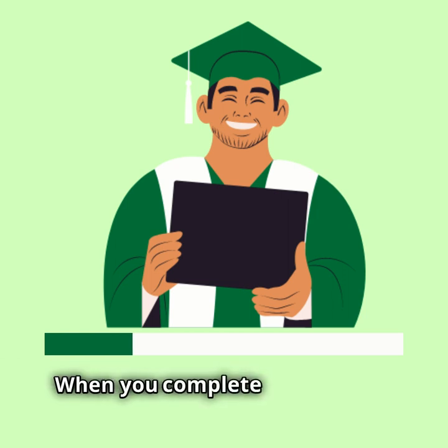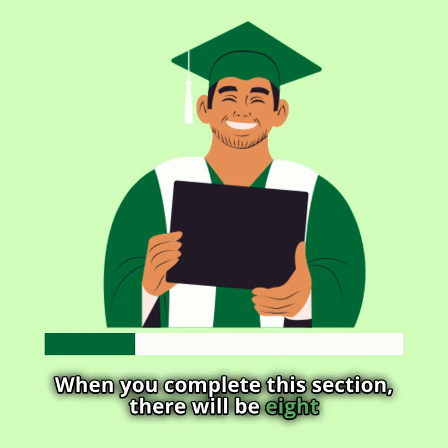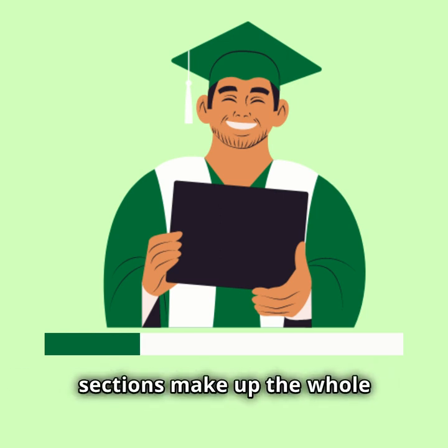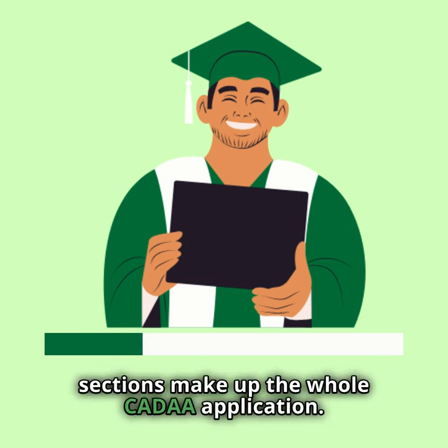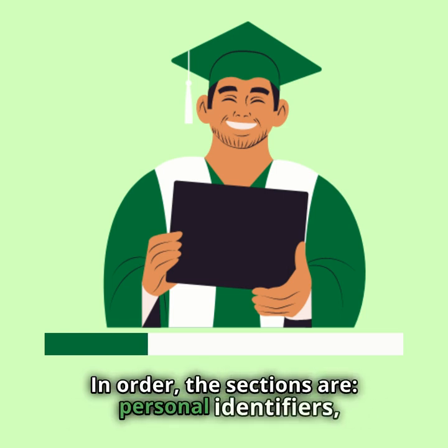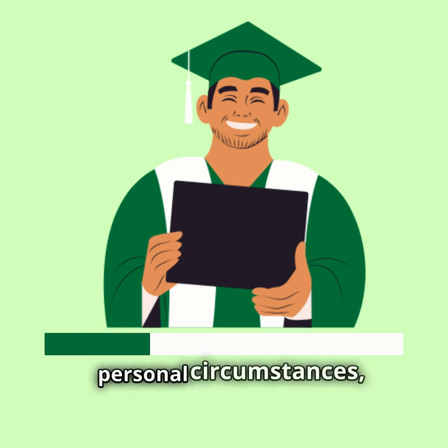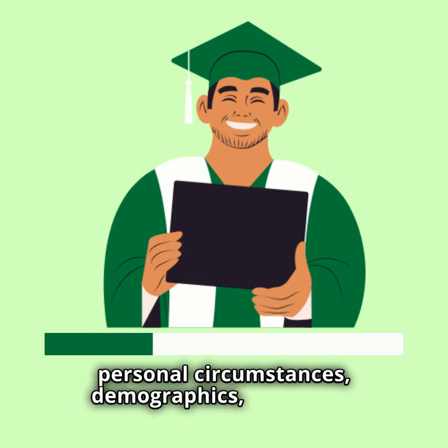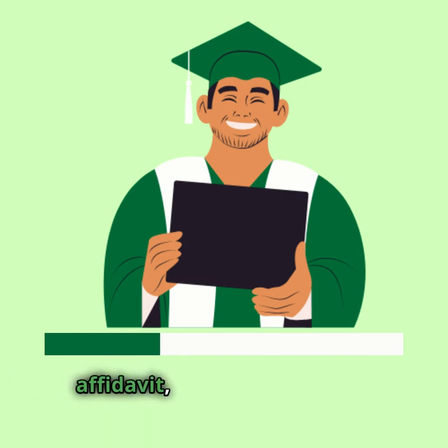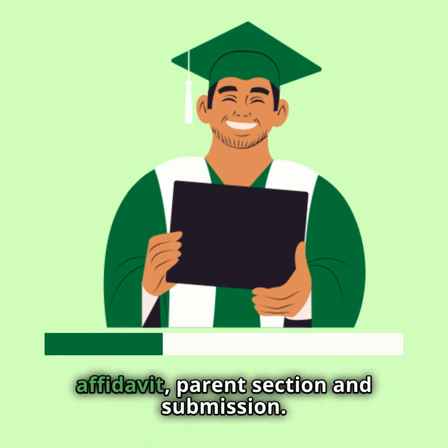When you complete this section, there will be 8 more for you to fill out, and those 8 sections make up the whole CADAA application. In order, the sections are personal identifiers, personal circumstances, demographics, financials, colleges, AB 540 affidavit, parent section, and submission.